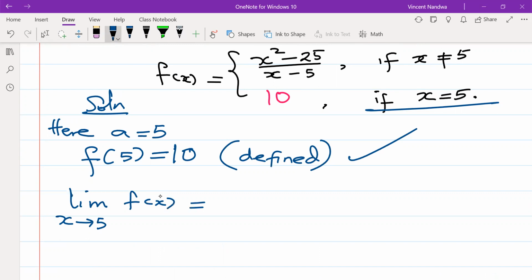Now remember, when you say x is approaching 5, it does not necessarily mean that x is 5 already. When you say the limit of f of x as x approaches 5, it does not necessarily mean that we are already at 5. It simply means the value of the function as we get closer and closer to 5; we may not necessarily be at the point itself.